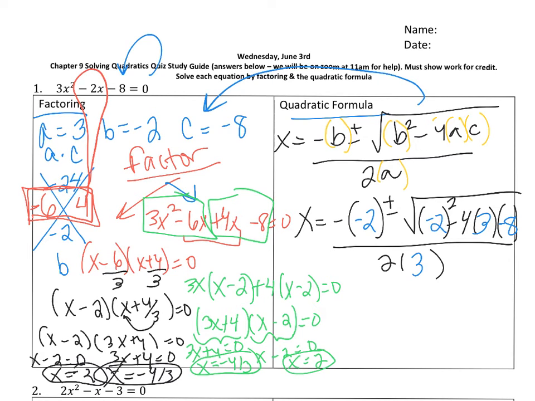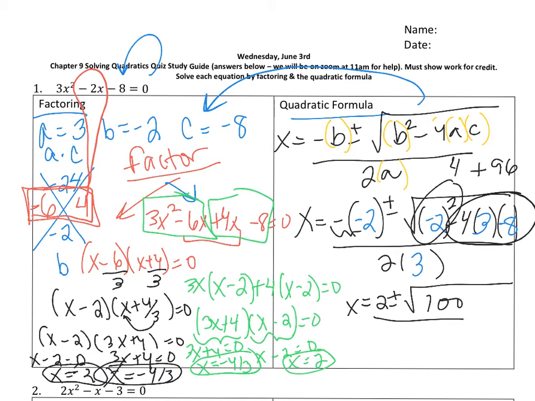Let's see, so I'll go back here. We get x equals positive 2, right, double negative, plus or minus square root. 2 squared is 4, right, and negative 4 times 3 times negative 8 is positive 96. So under the radical, 96 plus 4 is 100, over 2 times 3 is 6.